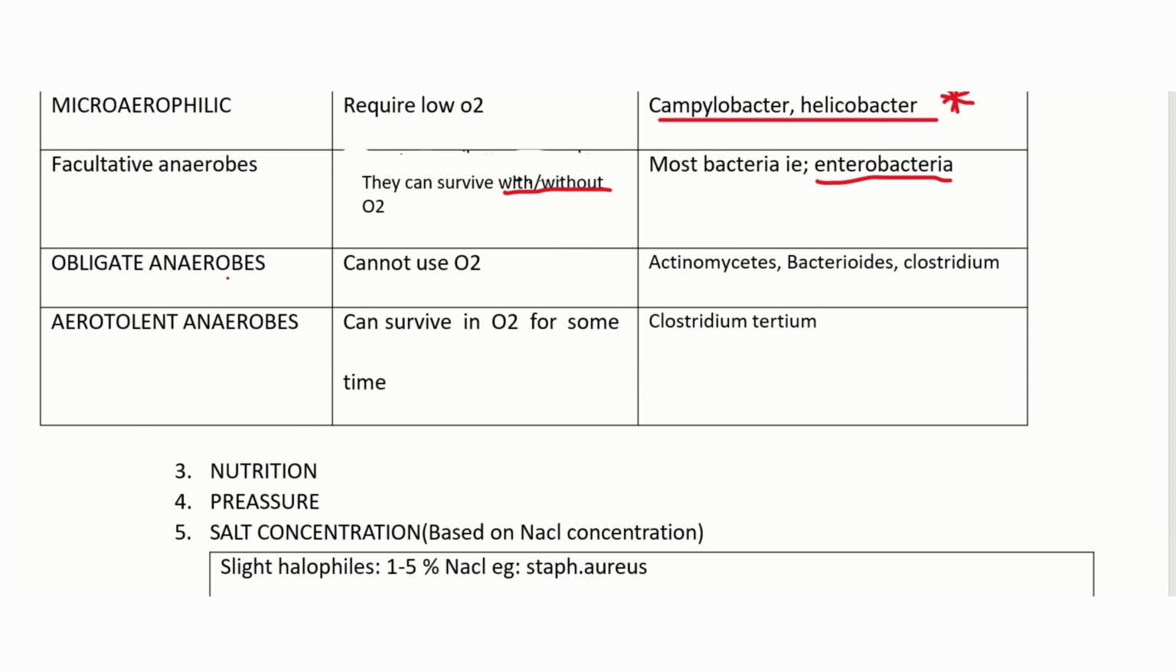Next is obligate anaerobes. They can't survive in oxygen. They only survive without oxygen. And the examples are Actinomyces, Bacteroides, and Clostridium. And the other is aerotolerant anaerobes. They can survive in oxygen, but only for some time. The example is Clostridium tertium.